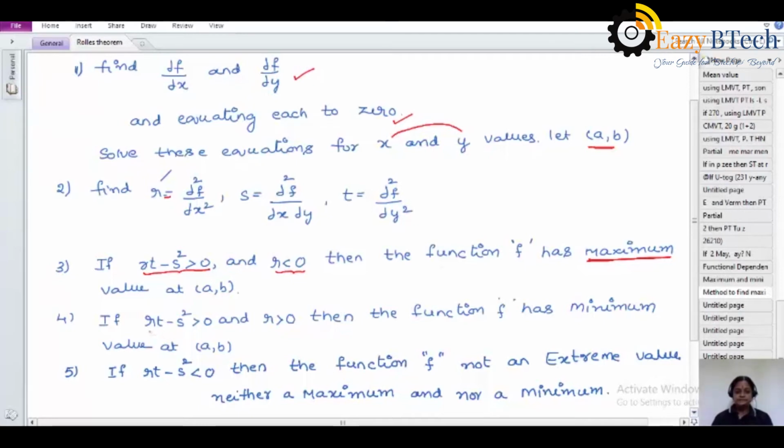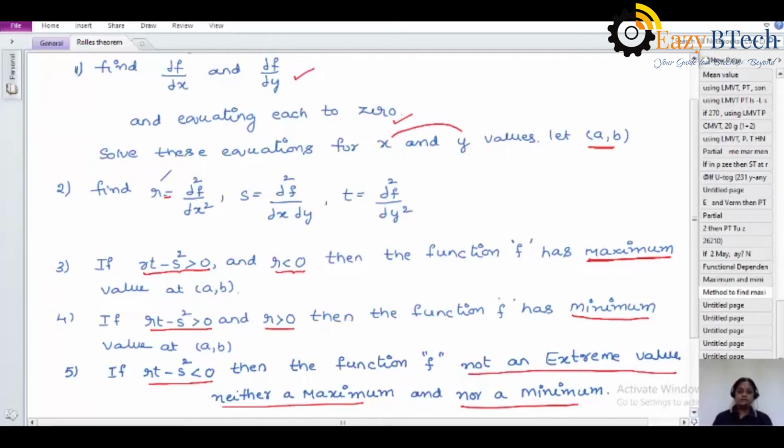And similarly, rt minus s square greater than 0 and r greater than 0, then the function has minimum value. So when the function will be minimum here students, if rt minus s square greater than 0 and r greater than 0, then the function has minimum value. Suppose if rt minus s square is less than 0, then you can say that for the function neither maximum nor a minimum value, that means not an extreme value, okay, not an extreme value.